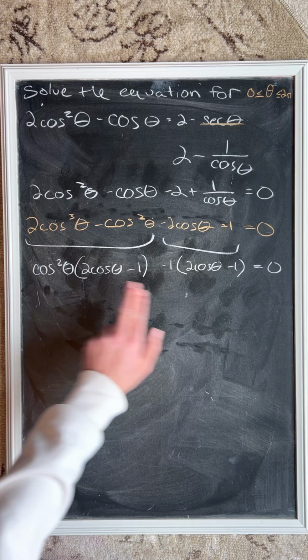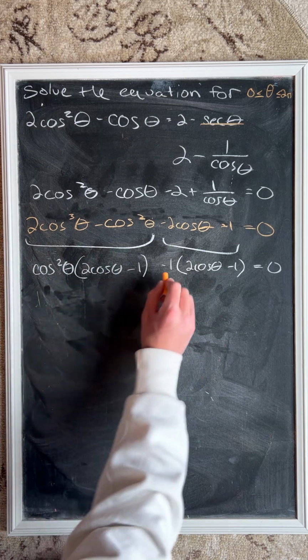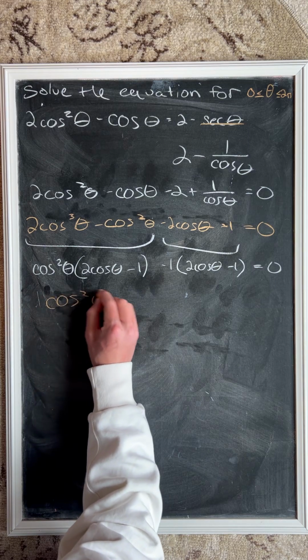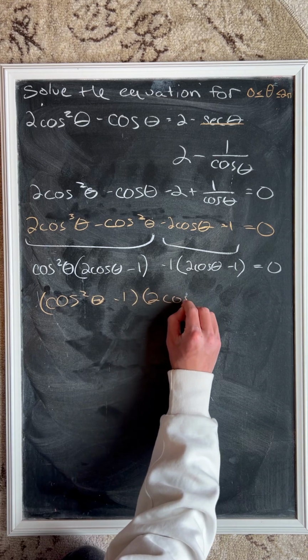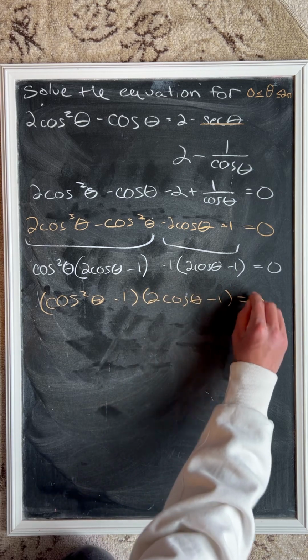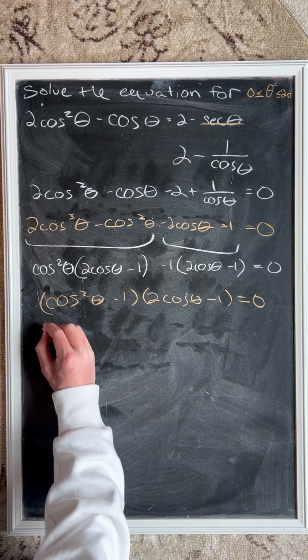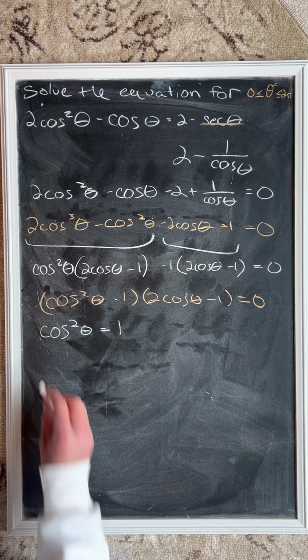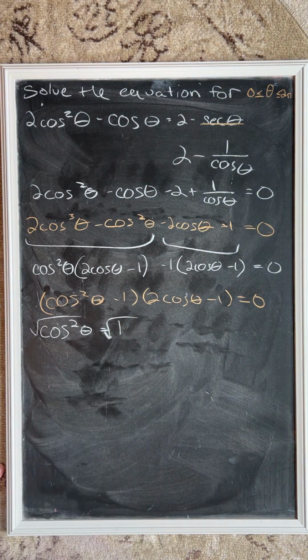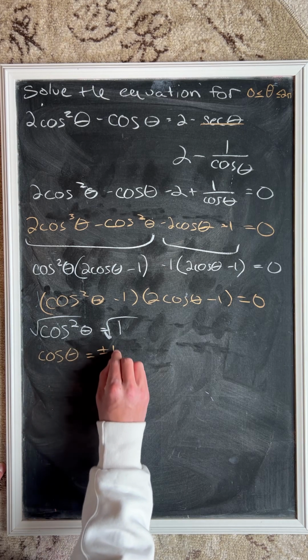So these are the same, right? Then we can use the factoring by grouping to combine these. So we have cosine squared of theta minus 1 times 2 cosine theta minus 1 equals 0. And then we can solve for this. So cosine squared of theta equals 1. Square root both sides. Remember, plus or minus. So cosine of theta equals plus or minus 1.